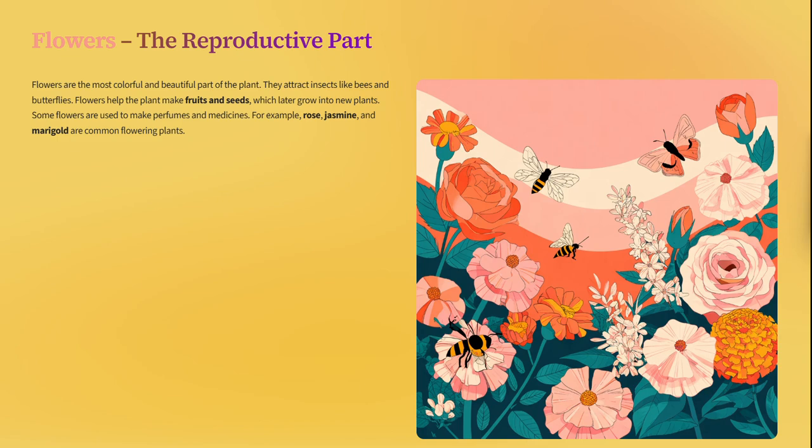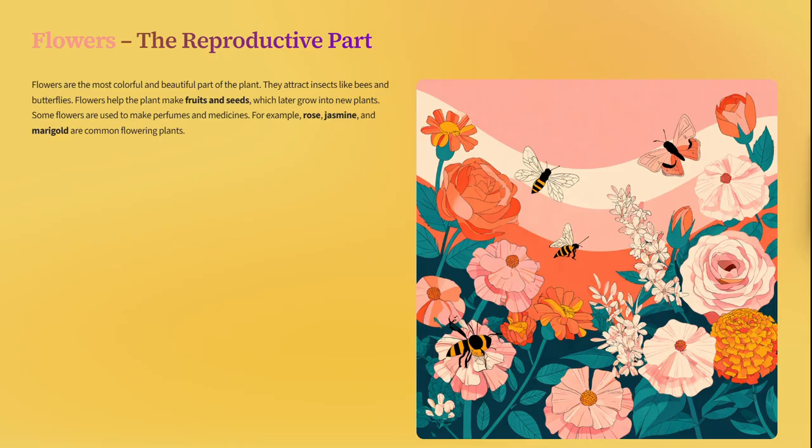Flowers not only make a plant look beautiful, but also play a very important role in reproduction, which means making new plants. Inside every flower, there are tiny parts that help it form fruits and seeds. These seeds will grow into new plants when they are planted. So we can say flowers are the parents of new plants.